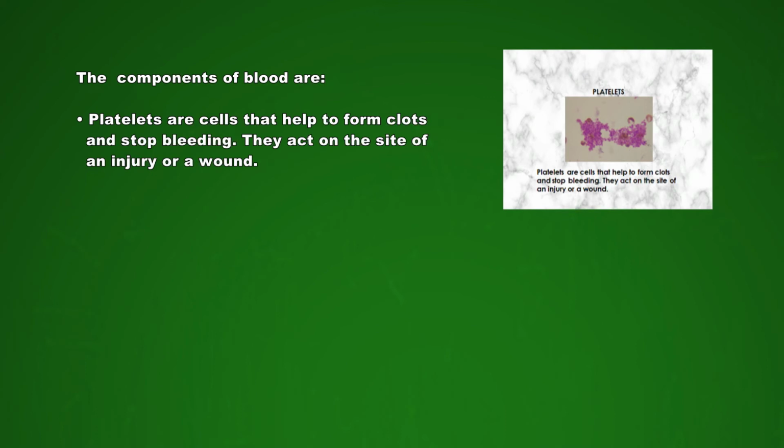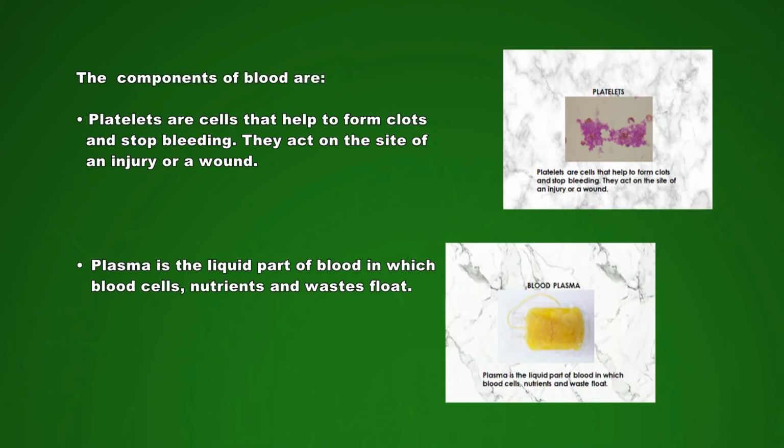Platelets are cells that help to form clots and stop bleeding. They act on the site of an injury or a wound. Plasma is the fluid part of blood in which blood cells, nutrients, and wastes float.